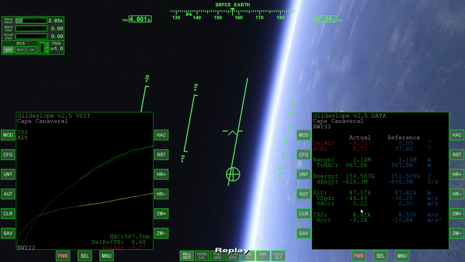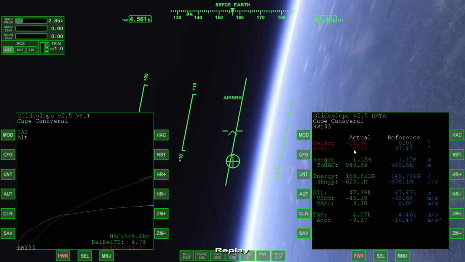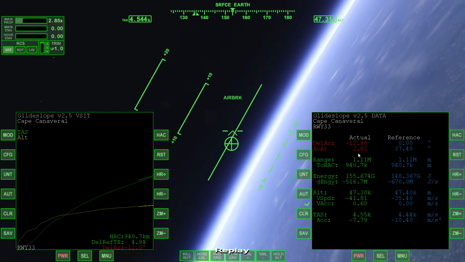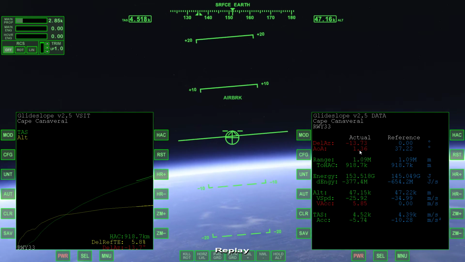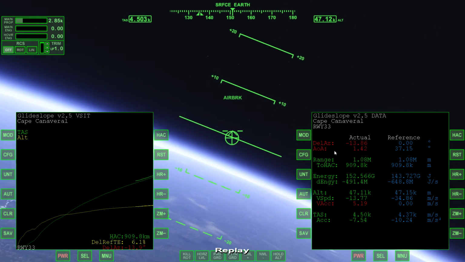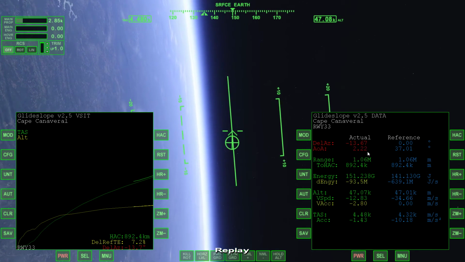Energy's looking good. All this is in the green, so this is good. Again, I'm not concerning myself with the angle of attack just because of the limitations of the Delta Glider, but if you're flying the XR2 or something that has an autopilot, you should be able to keep this within ideal parameters, within the ideal range, I should say.